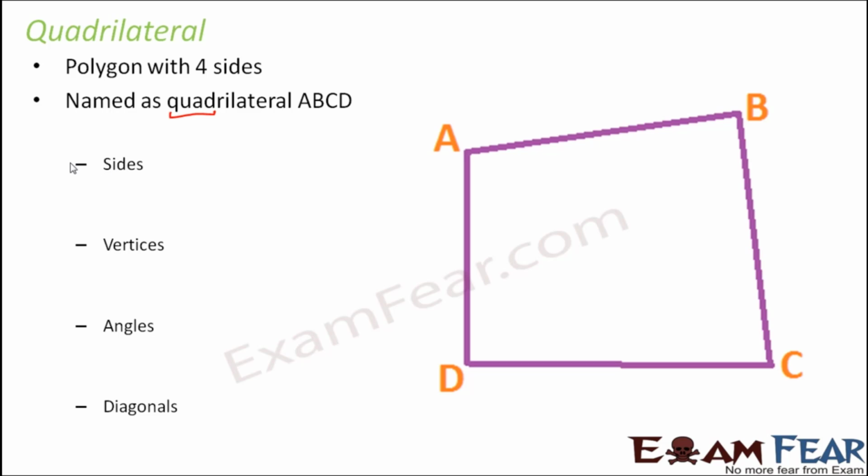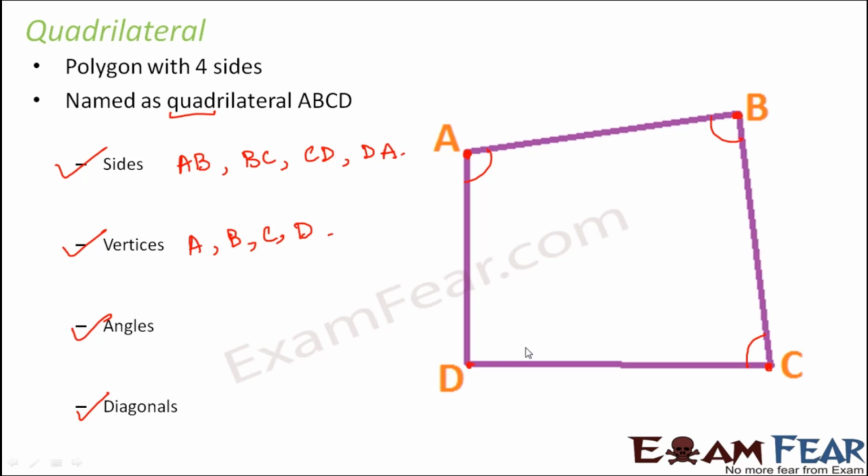Now, the important parts of quadrilateral would be sides, vertices, angles and diagonals. So here on the screen we have a quadrilateral ABCD. Can you name the sides of this quadrilateral? Of course, the sides would be AB, BC, CD and DA, the 4 sides of the quadrilateral. What are the vertices? The 4 points where any 2 sides meet. So these 4 points are point A, B, C and D. What are the angles? So here angle A, angle B, angle C and angle D. So these are the 4 angles of the quadrilateral.